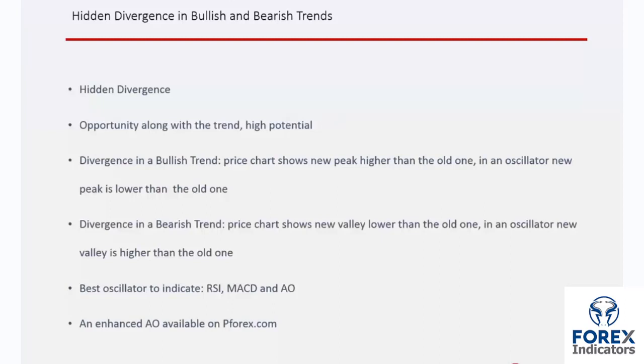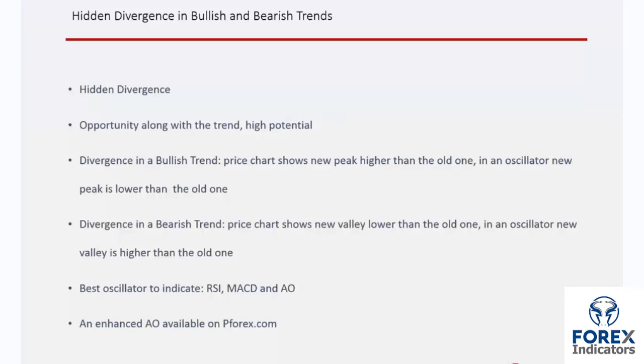Hidden divergence in a bullish trend. If a recent valley is higher than an earlier valley in a market trend, and a recent valley is lower than an earlier valley in an oscillator, then a hidden divergence on a bullish trend has formed.